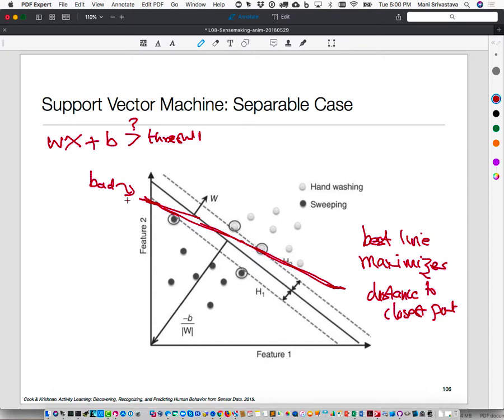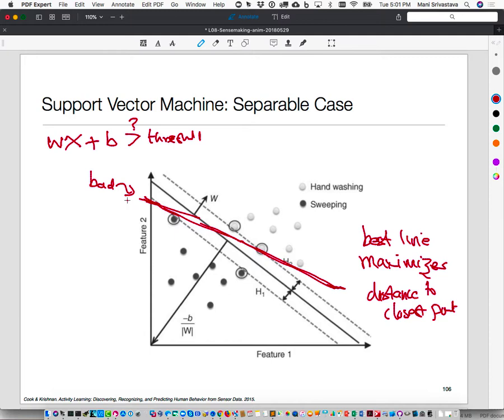M classes. So the way you can treat that M class problem is as multiple binary problems. So let's say I want three activities: hand washing, sweeping, and sleeping. First I can do a binary classification of hand washing versus the rest. Then I can do sweeping versus the rest, and then sleeping versus the rest, and then I pick the one which is most likely, make a choice across those. So I can approach it in that manner.